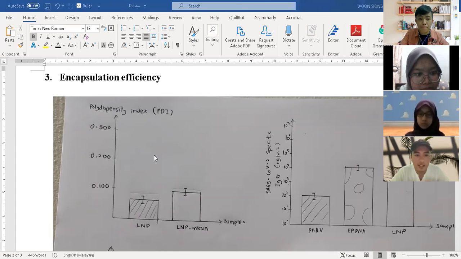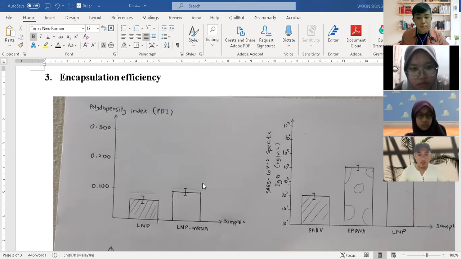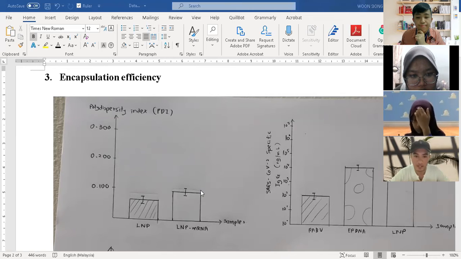The first graph that you can see here is the graph of polydispersity index (PDI) against the sample. We have two samples here, which are the LNP alone and the LNP with mRNA. The reason why the LNP with mRNA has a slightly higher PDI is that there is certain LNP that is not encapsulated compared to the first one. Once the mRNA is encapsulated into the LNP, the size will become bigger.